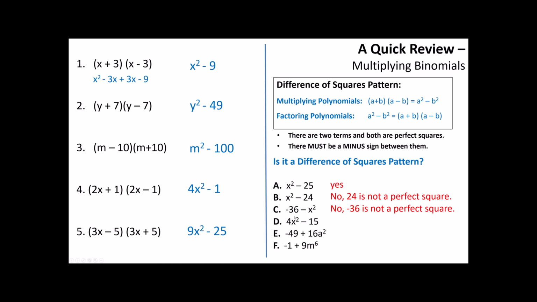4x squared is a perfect square. It's 2x times 2x. Minus, notice 15 is not a perfect square. This is not a difference of squares pattern.